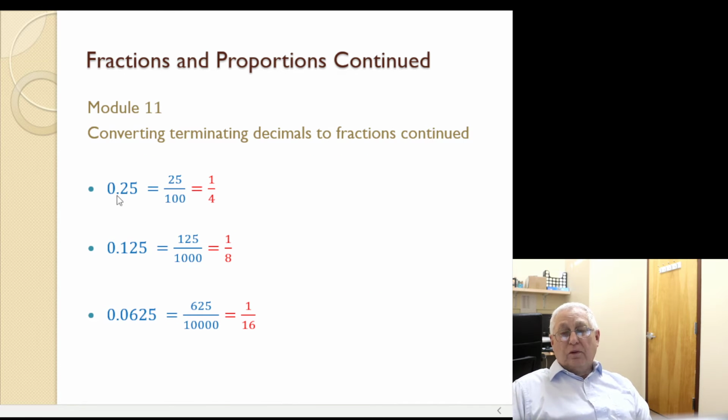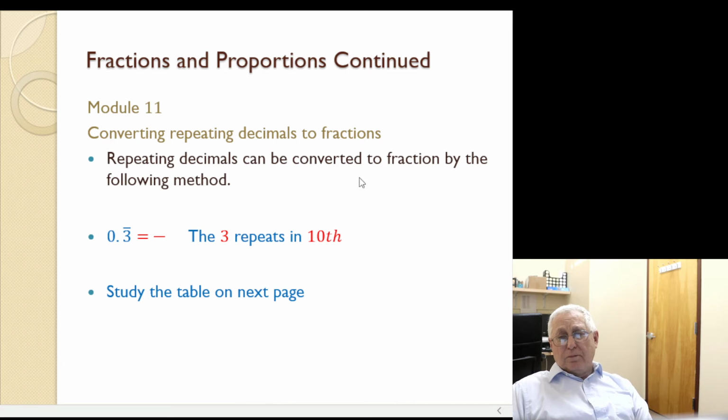Here's another example, 0.25. We multiply by 100 to get 25 to be a whole number, and we divide it by that 100. So 25 over 100 equals 1/4. 1/4 is 0.25. Here we have 0.125. We multiply by 1,000 to get a whole number of 125, divided by 1,000, which equals 1/8. And here we have 0.0625. We multiply by 10,000 rather. We get 625, and we divide it by that 10,000, and we will get 1/16.